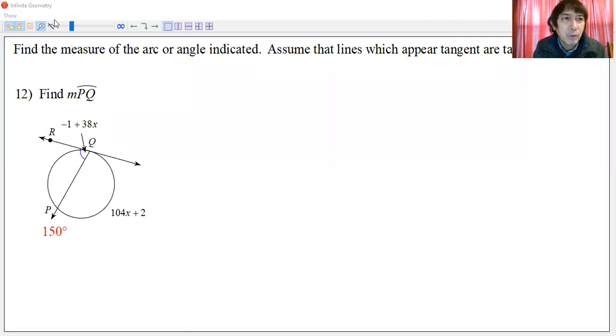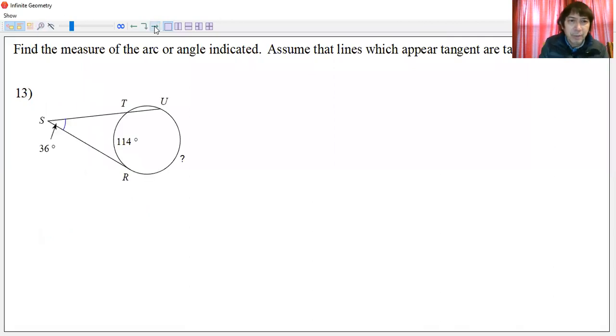So this will now be for number 13. All right, here is number 13. Okay, this time we have a secant and a tangent. A secant and a tangent. We're asked to find the measure of the arc or angle, and still we have a theorem for this.